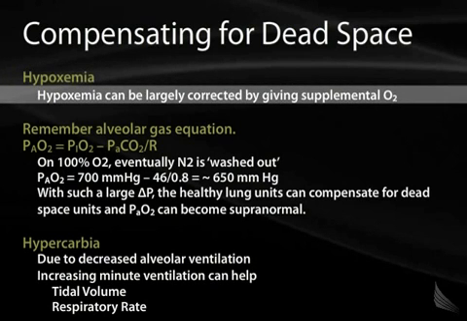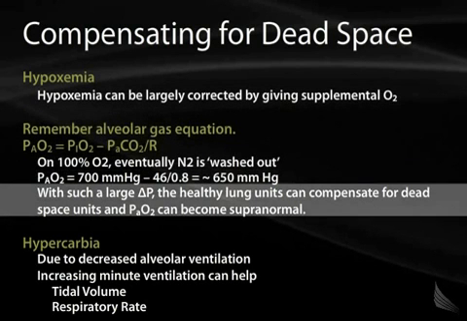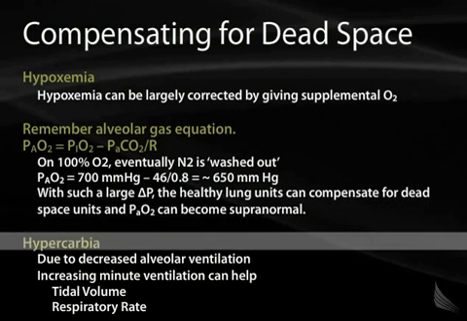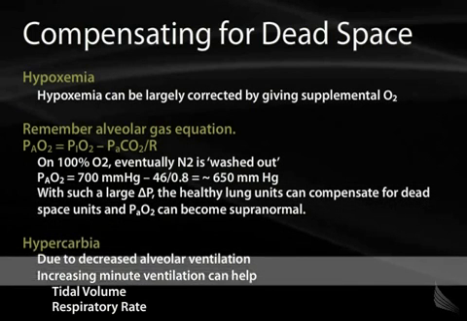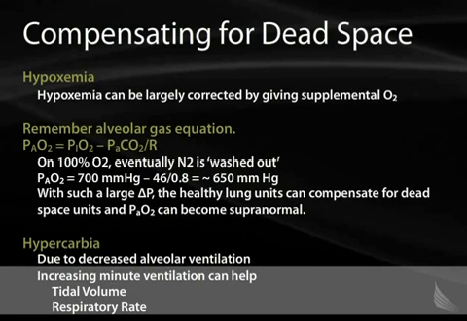The hypoxemia can largely be corrected if we were to give supplemental oxygen. This supplemental oxygen will serve to increase the pressure gradient for oxygen to diffuse. This will be most noticeable in the non-dead space units, so in the parts of the lung that are healthy. Those healthy parts of the lung can compensate for the dead space units. We also would have hypercarbia as a result of dead space. We can compensate for the hypercarbia by increasing our alveolar ventilation, increasing our tidal volume and respiratory rate.